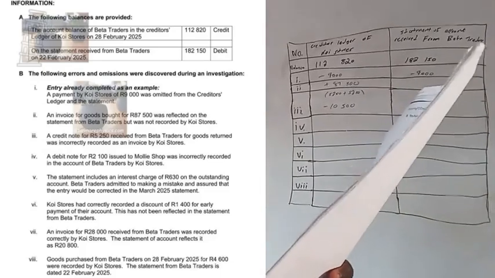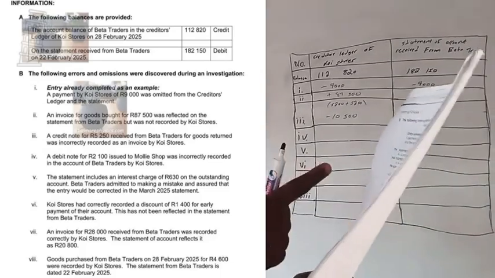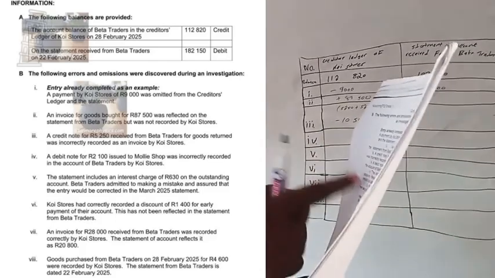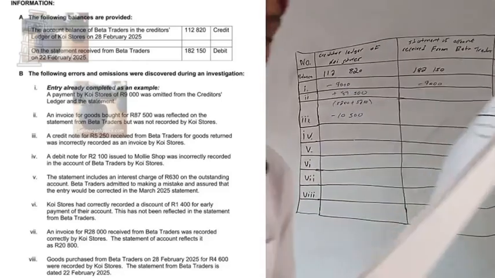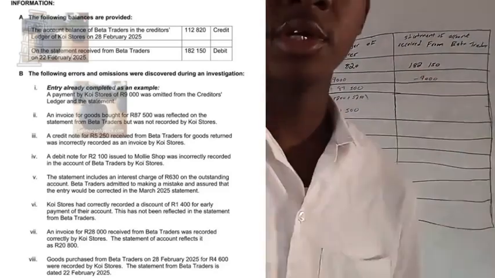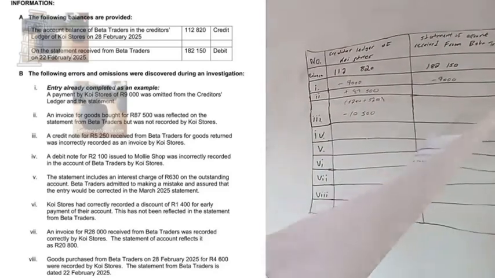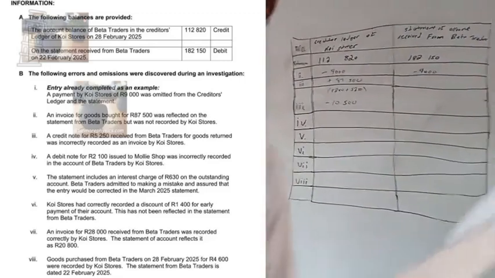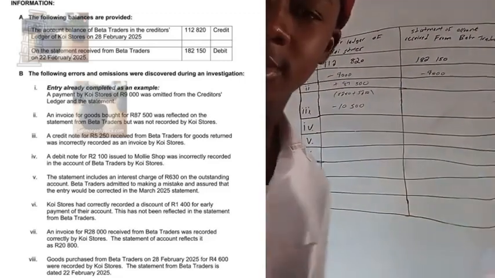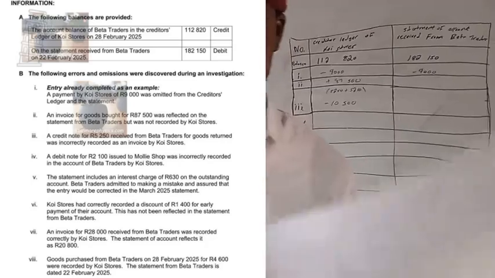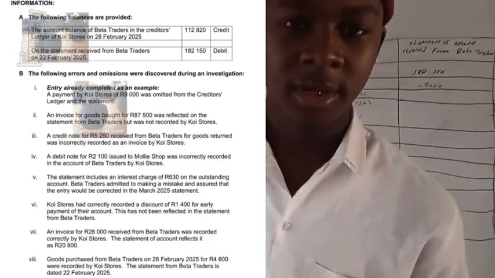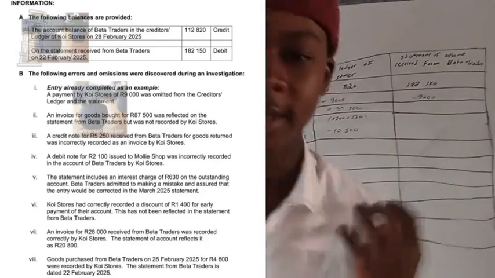Okay, let's go to Roman numeral 4. A debit note for 2,100 issued to Molly Shop was incorrectly recorded in the account of Beta Traders. Okay, guys, a debit note is when we return goods to our suppliers, maybe because of damaged goods or anything. But the debit note is when we return goods. You see, there's debit notes, there's credit notes. Debit note is when we return goods to the suppliers. And then credit note is when the suppliers say, here's your money back, we made a mistake.